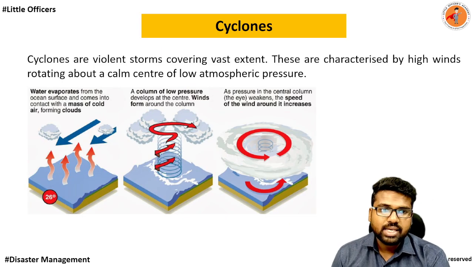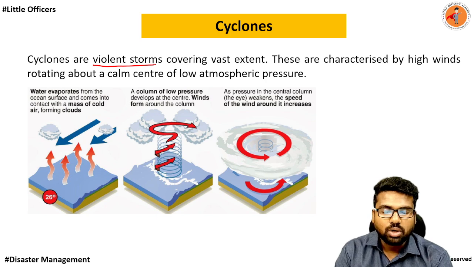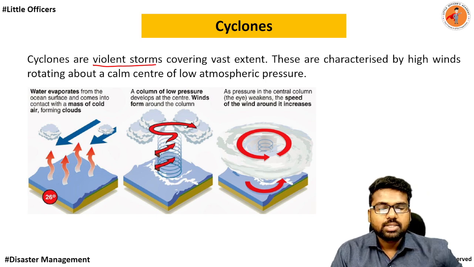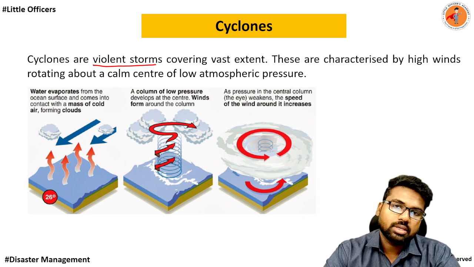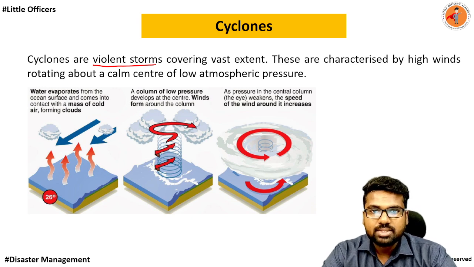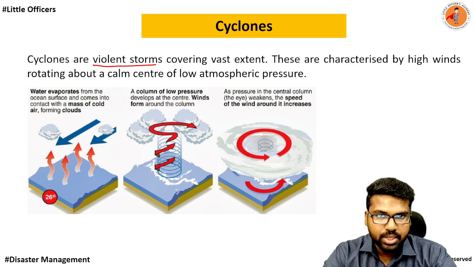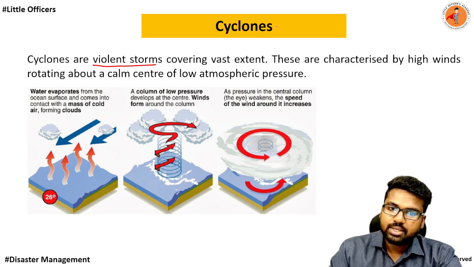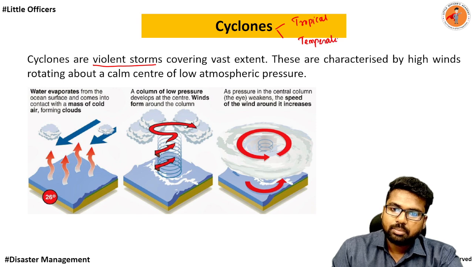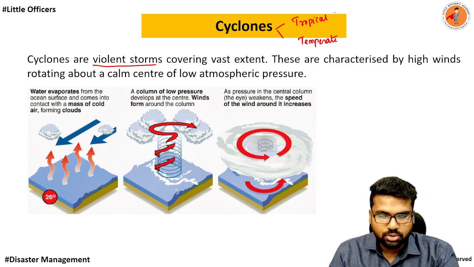See, what is a cyclone? A cyclone is a violent storm covering a vast extent of area, particularly over the oceans. Please remember that when I am talking here, my entire focus is on tropical cyclones, not the temperate cyclones, because India is less vulnerable to temperate cyclones. These cyclones can be divided into two types: one is tropical, another one is temperate. Generally, based on their latitudinal expanse, we give these names, and also, of course, the mechanism.